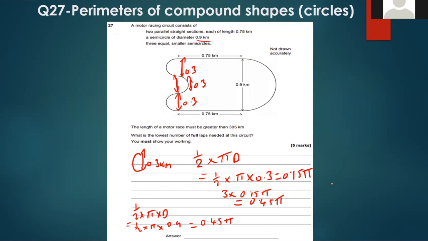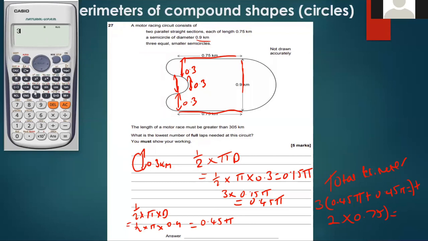So now the total perimeter, which is the outside curve, is going to be three lots of 0.45 pi plus another 0.45 pi. You may wonder how we've got the same answer for both. Well, that's 3 plus 3 plus 3, which is 9, and that is also 9, so that's why we've got the same answer. So 0.45 pi plus 0.45 pi, and then we add that onto the two straight lines, because we've got a line here with 0.75 and a line here, so 2 times 0.75 as well. So let's have a look at doing that. We've got three lots of 0.45 pi.